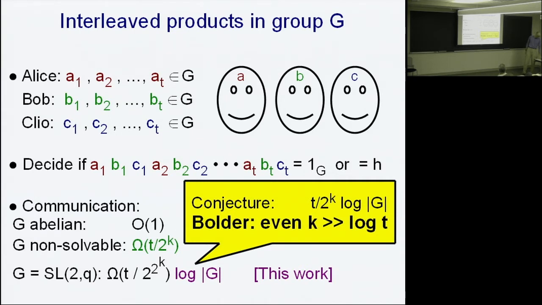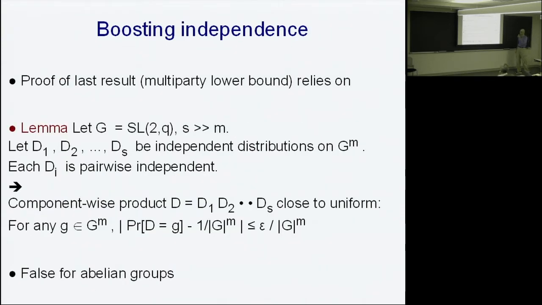Okay, for the last few minutes, I want to tell you some of the ideas that go into this. The proof of this last result, this multi-party bound, relies on a lemma that we call boosting independence, which perhaps is more of a pure math framework. It says the following thing.